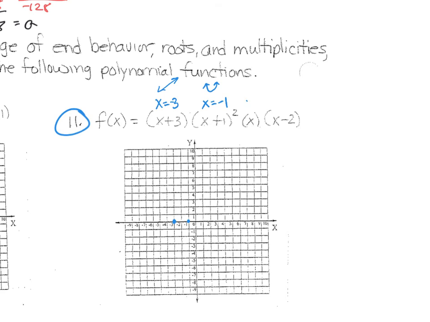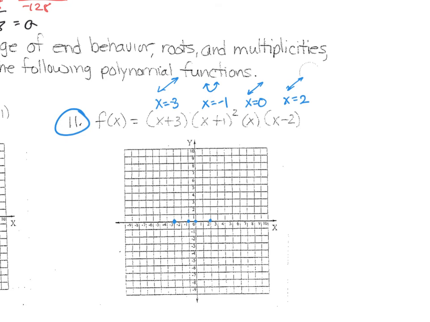We have x by itself, which means x is equal to 0, and there's no multiplicity, so it's going to go straight through, a multiplicity of 1. And x minus 2 as a factor means x is equal to a positive 2, and that's a multiplicity of 1. So we have all of those points that we need. We know their behavior. Lastly, it asks for the end behavior.